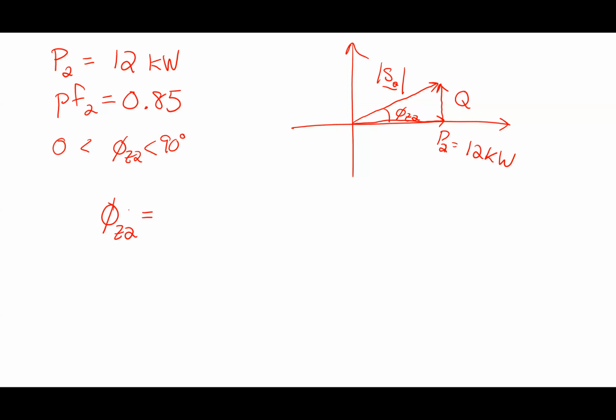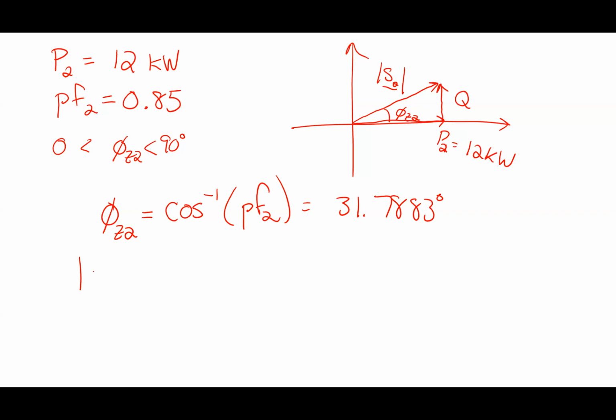The arc cosine of the power factor. Yep. So I do arc cosine of the power factor, and that works out to be, if I do the math, 31.7883 degrees. Okay. Now, what else do I need to know about this thing? Yeah, the magnitude of S, right?